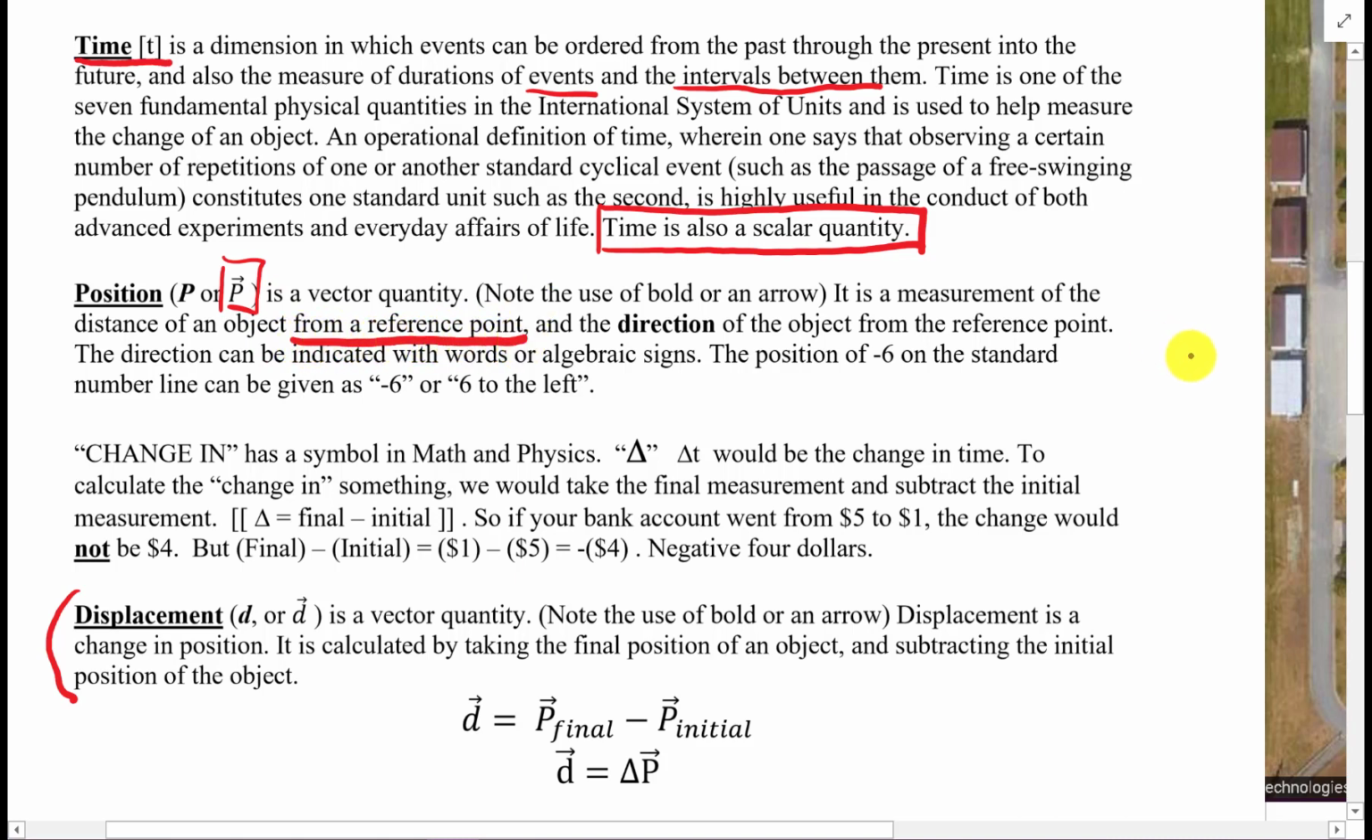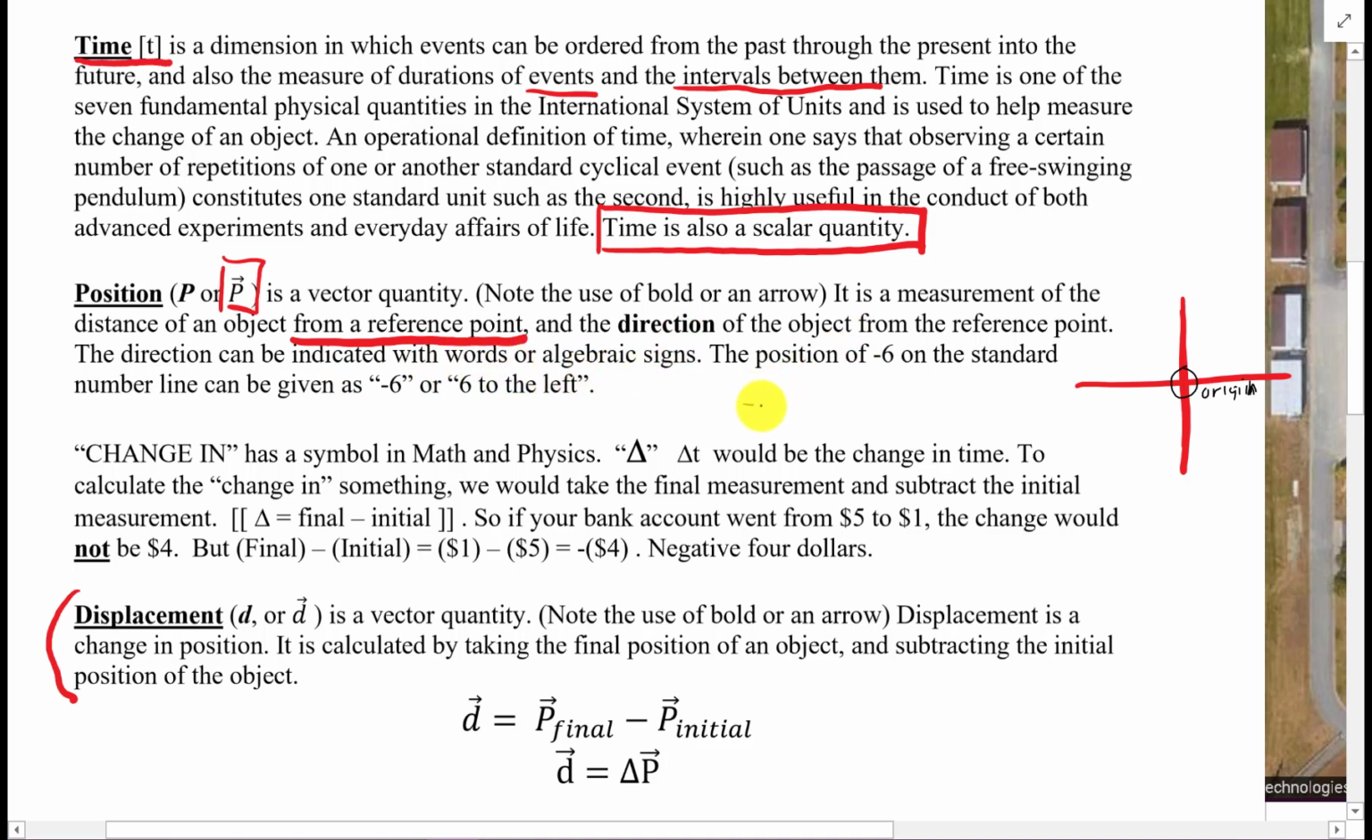So we have our origin, like in the Cartesian coordinates, our x and y locations, and we say our starting point is at the origin. Okay? The origin. And then we need to also label the direction that we're going. Okay? And we'll see some examples of that coming up right away. Okay? The direction can be indicated with words or algebraic signs.